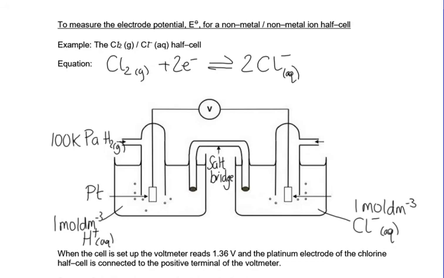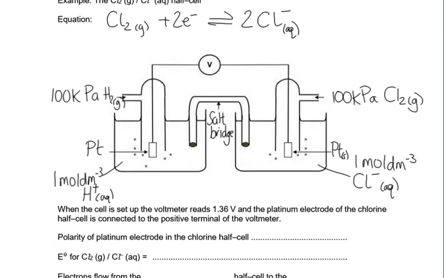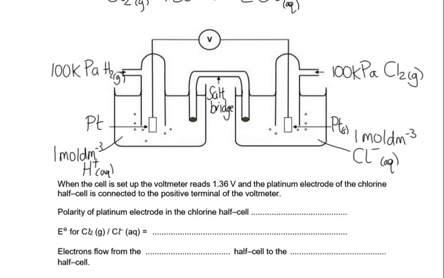But chlorine is a gas, so it has to go in via one of these little gas chimneys, and it has to go in at 100 kilopascals. Remember, we have to put those standard conditions in there. Neither of these two things is a solid metal, so we're going to use our inert platinum electrode again. And when you set this one up, the voltmeter reads 1.36, and the chlorine is connected to the positive terminal again. So this is a positive electrode, and so the value is plus 1.36 volts for chlorine.